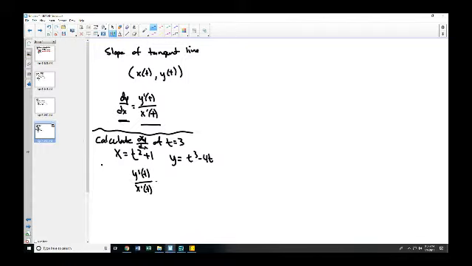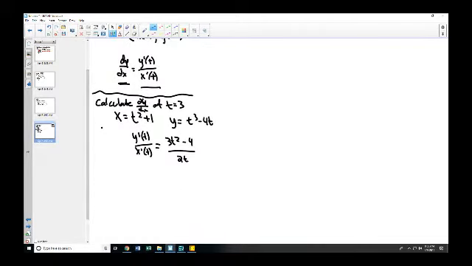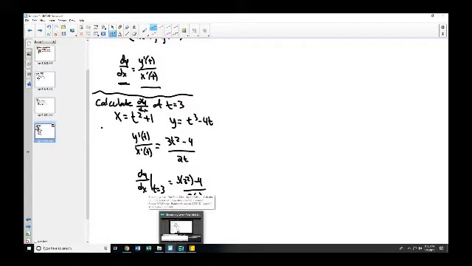So what's the derivative of x? 2t. So it's 3t squared minus 4 over 2t. You plug in the 3, right? So you do treat them separately and then divide it? Yeah, 23 over 6. It's not the quotient rule here, just separate derivatives. All right, so we get 23/6.